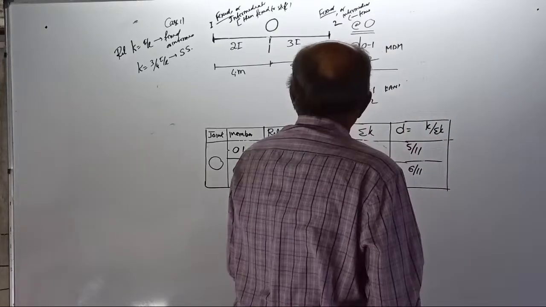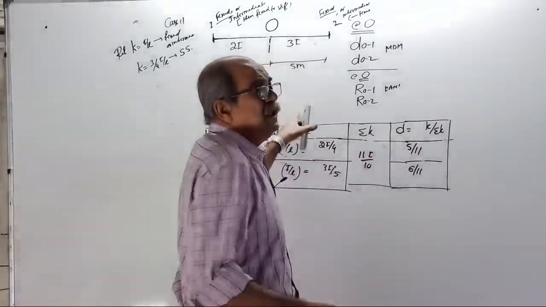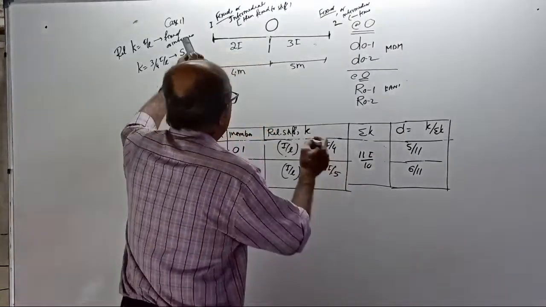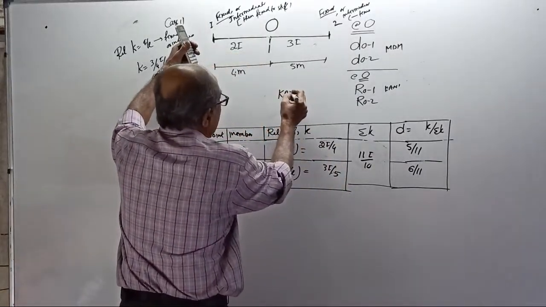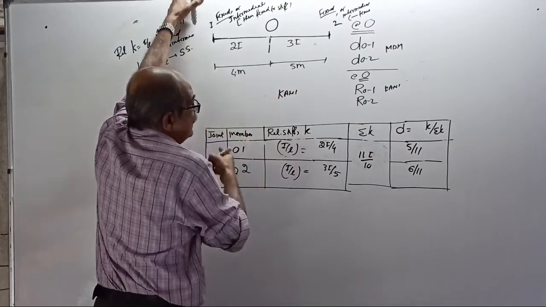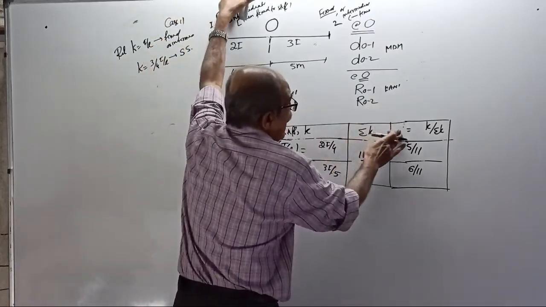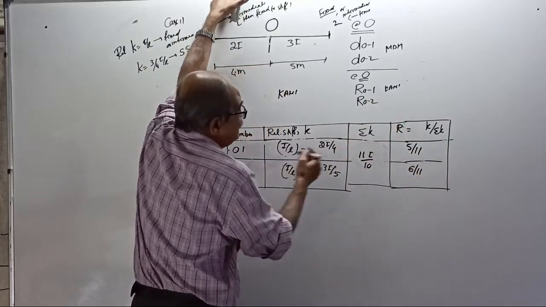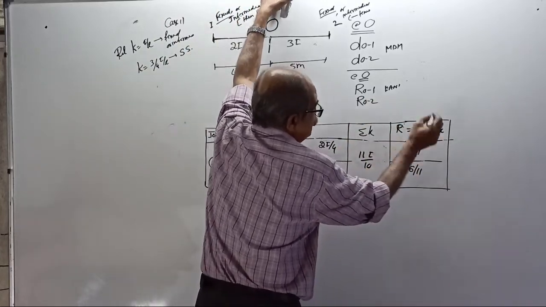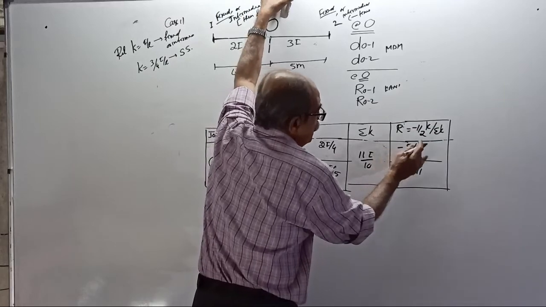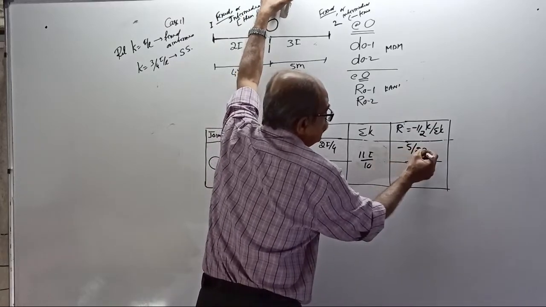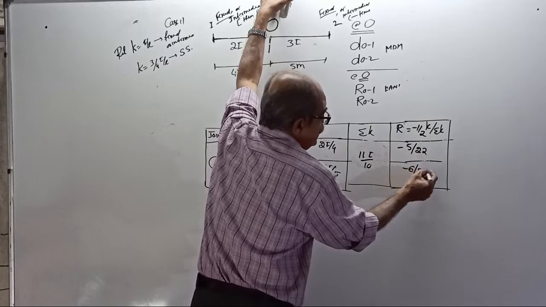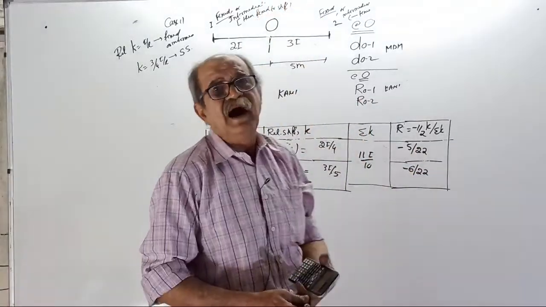Now I will tell you only if it is Kani's method. What I told is for the MD method. In Kani's method you require R. The only change is the minus half. Therefore, it will become minus 5 by 22 and minus 6 by 22. This is for Kani's method.